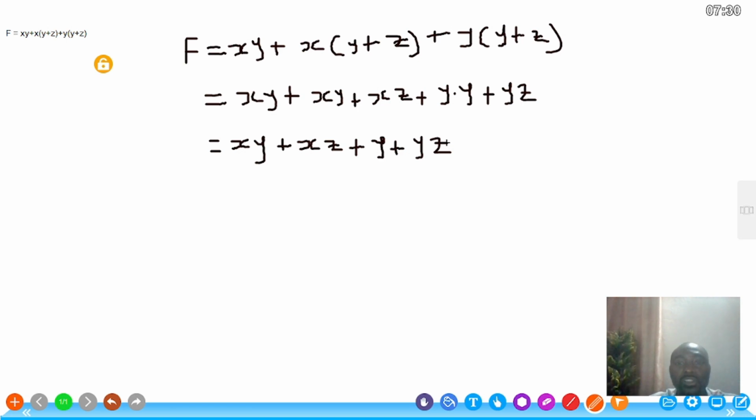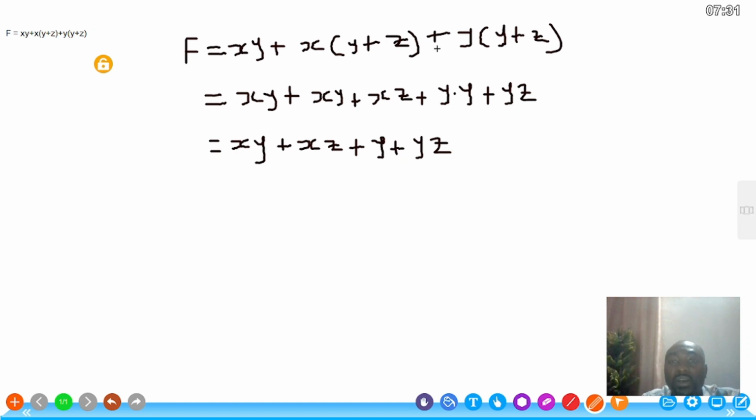By so doing, we might have reduced complexity, we might have reduced cost in terms of the number of gates that are being used. For instance, if you look at the original question given, xy plus x into bracket y plus z plus y into bracket y plus z, you will notice that if we begin to count the number of gates operating from the original question, between x and y we have an AND gate, and then we have the OR gate, and then between x into bracket y plus z we also have an AND gate, and then you have an OR gate in between y and z, y plus z, right?